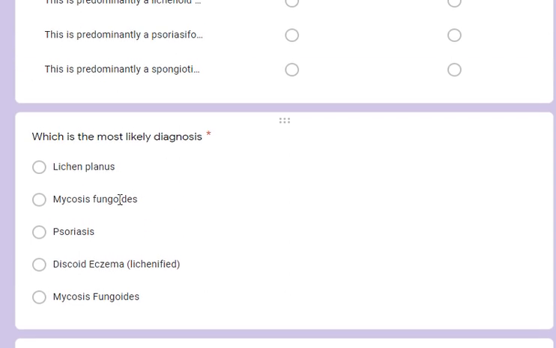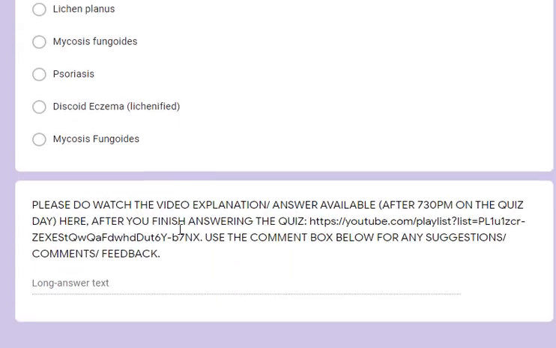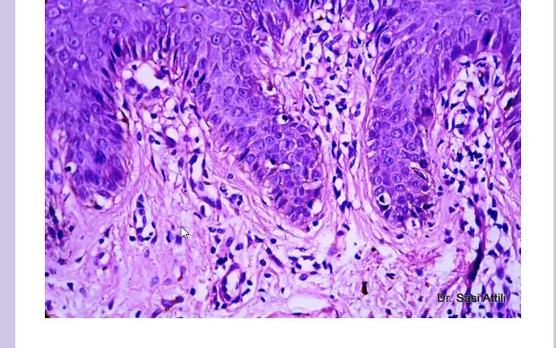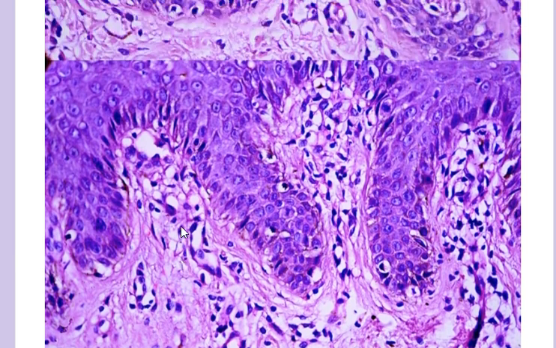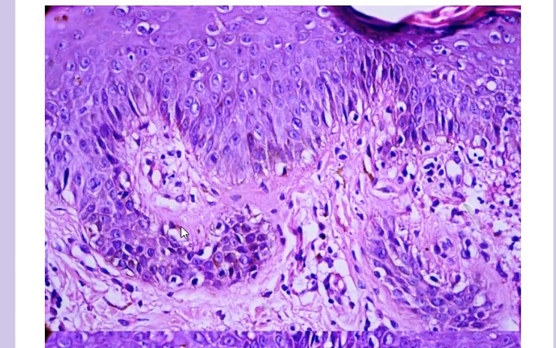So the answer here is in fact psoriasis. It is neither lichen planus nor mycosis fungoides nor discoid eczema. Often in clinical practice, the diagnosis is not that straightforward, and that's the reason I put this case. Sometimes you may have a mixture of features, and therefore we as pathologists insist on clinico-pathological correlation.